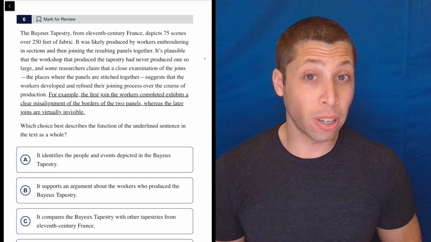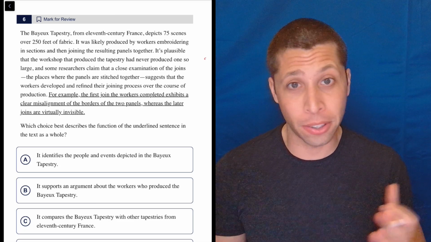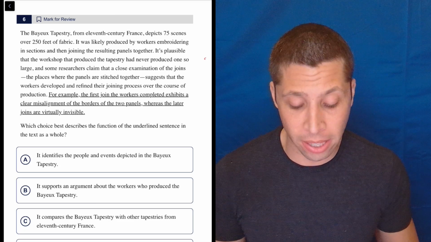We're asked to focus on the underlined portion, but remember, you've got to read everything because they're going to set you up in certain ways. There's ideas we need, context we need.